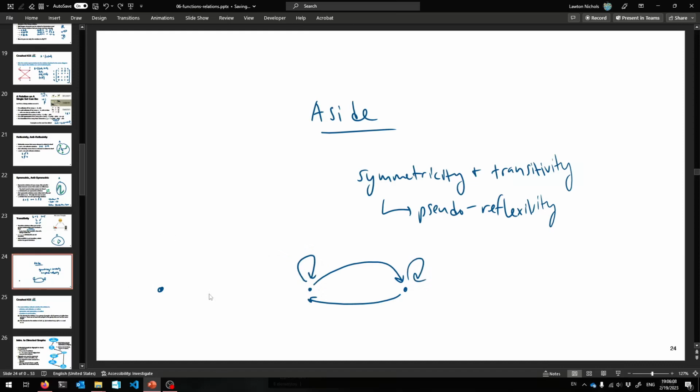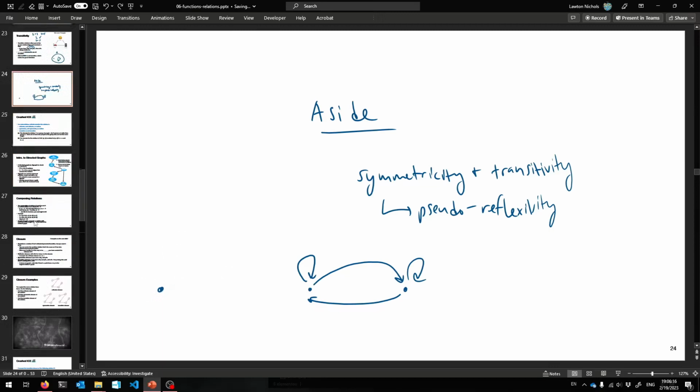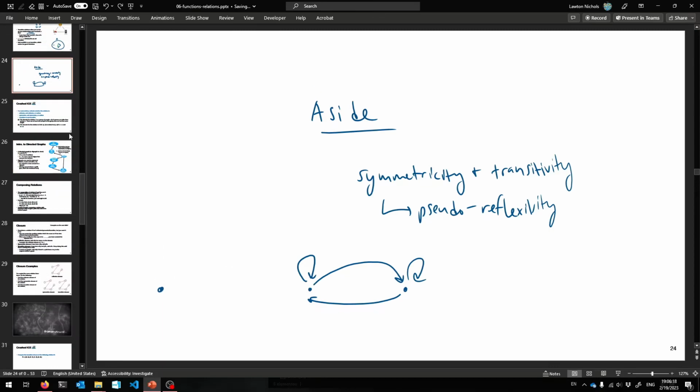If there's always an arrow coming out of every element, like this one doesn't exist, then that guarantees reflexivity. Kind of interesting. So hopefully that's cool to you too. But yeah, that might be helpful one day.